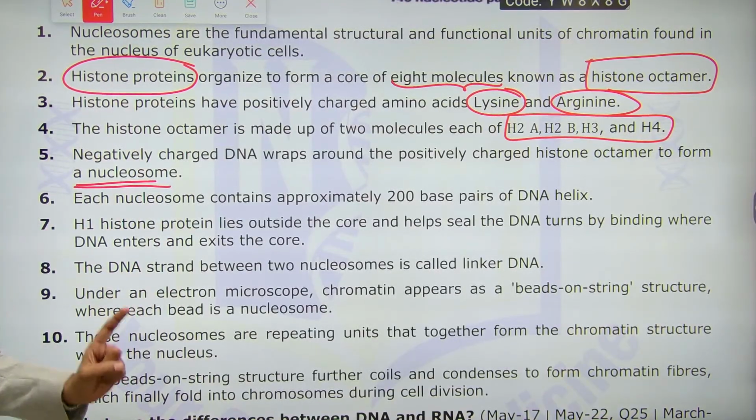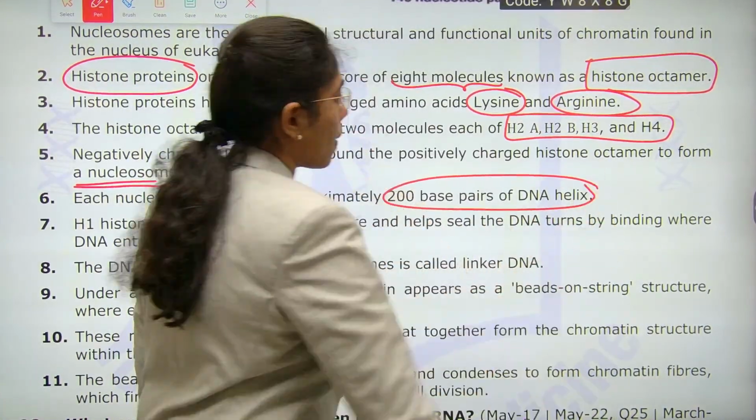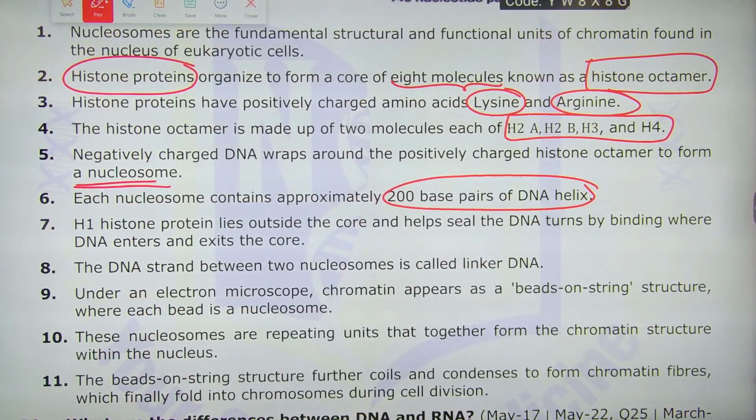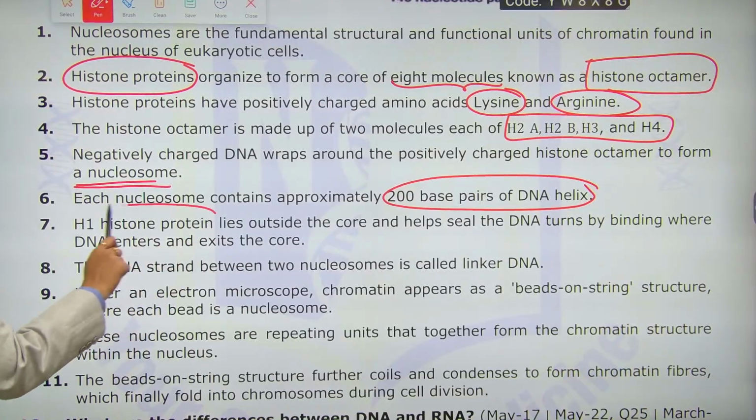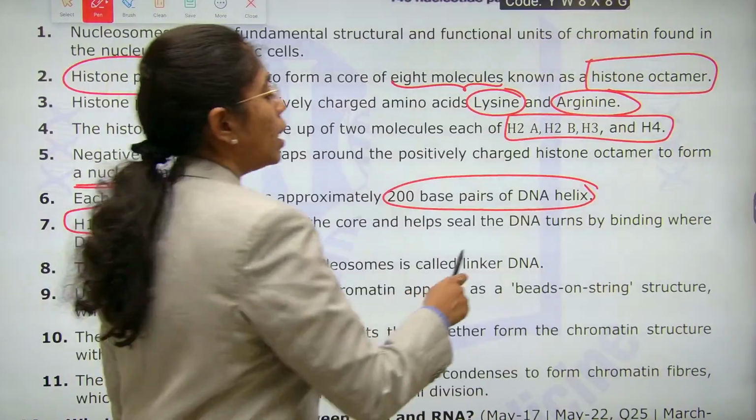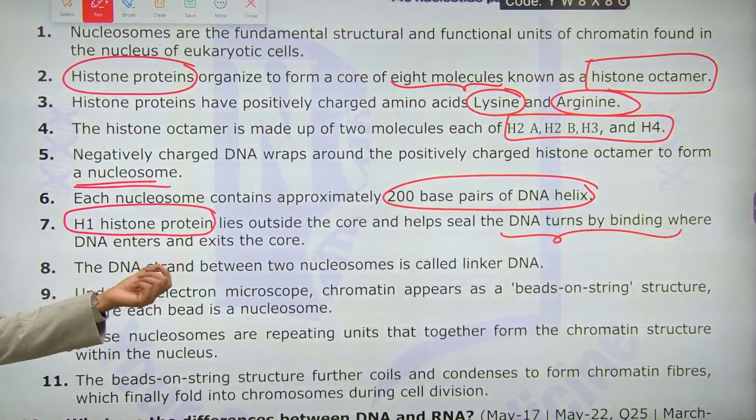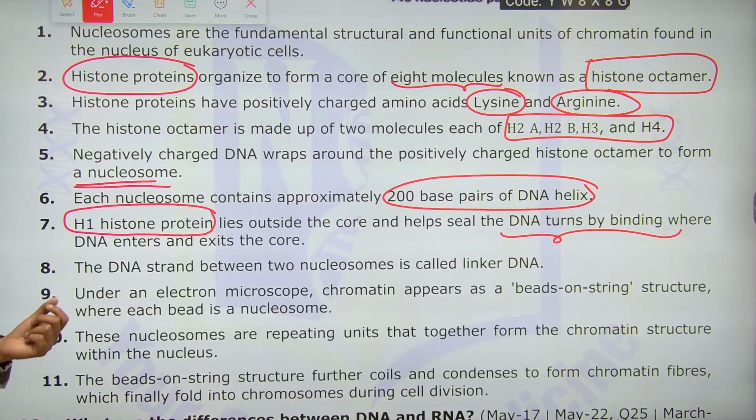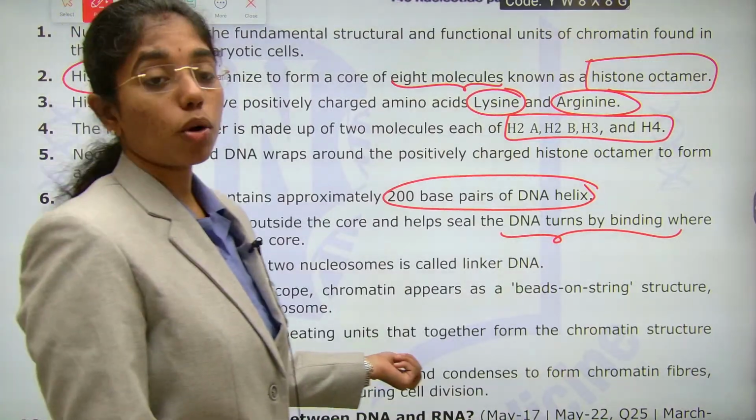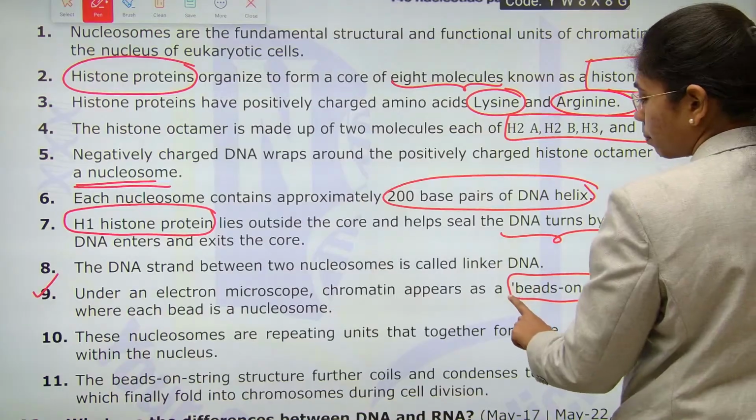Each nucleosome will contain 200 base pairs of DNA helix. Here H1 histone protein will lie outside the core, and this will help to seal the DNA where DNA enters and exits the core. When you observe under an electron microscope, you can see the chromatin arrangement as a beads on string structure.